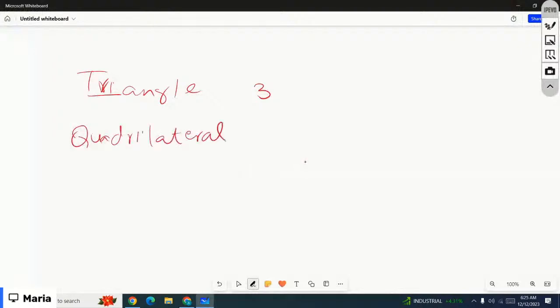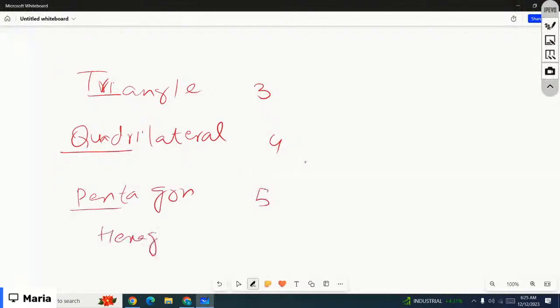Pentagon has five, hexagon has six. Triangle: tri means three. Then you have quadrilateral. Quad means four. Then you have pentagon. Penta means five.